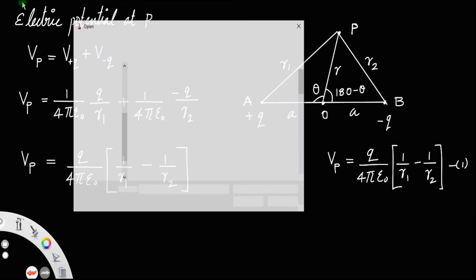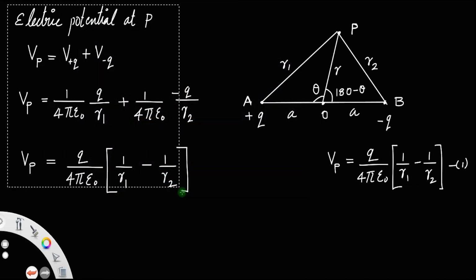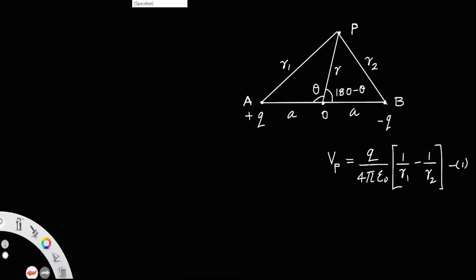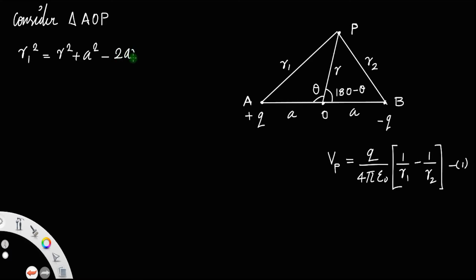For that, let us take the law of cosines. Consider the triangle AOP. We have the side opposite to angle theta is r1. So r1 square is equal to, according to the law of cosines, the square of the adjacent sides, r square plus a square minus 2ar cos theta.